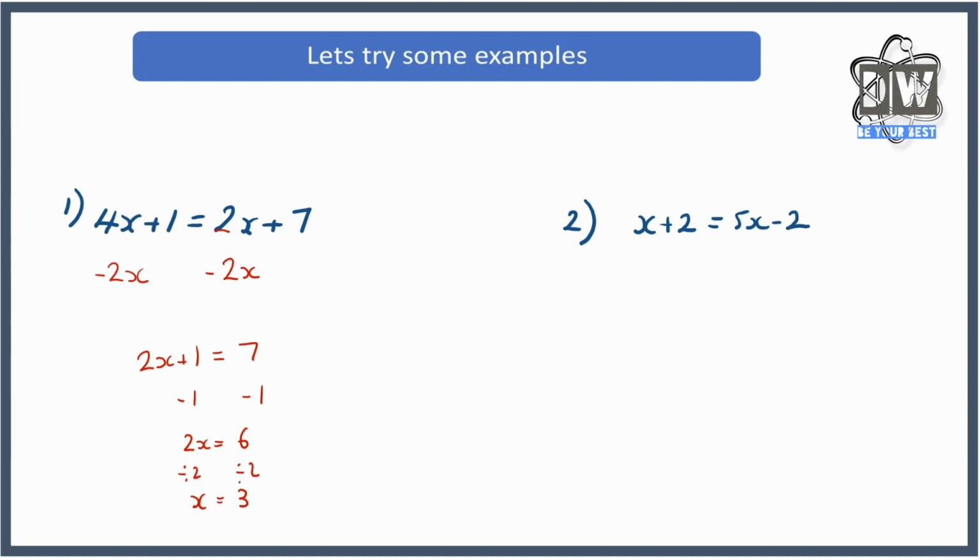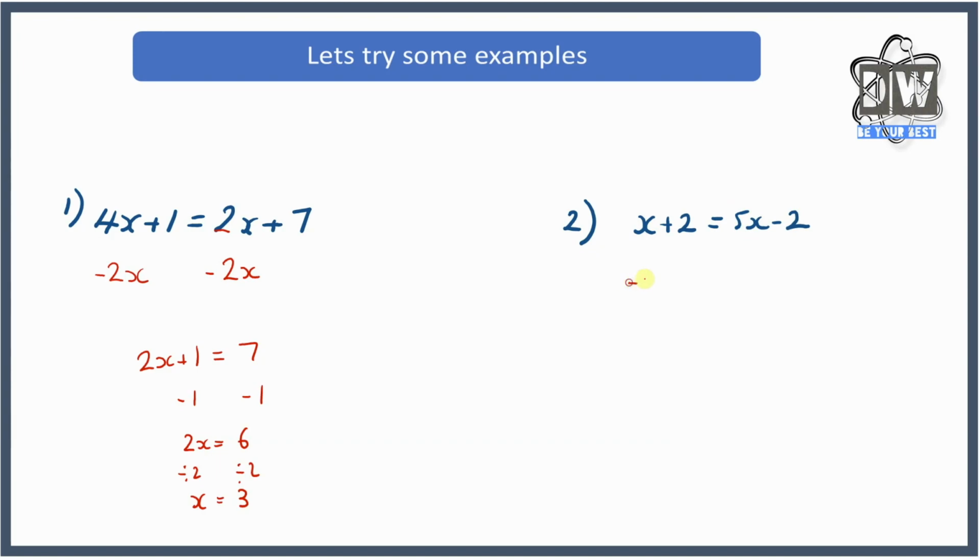So I'll do one more with you, and then we'll carry on, and then you'll have a go on your own. On this one, I could try and take the 5x from here and subtract it from both sides, but then I'd be working in negatives. So on this occasion, I'm going to subtract this x away from this side so that I'm always working in positives. So let's do that now.